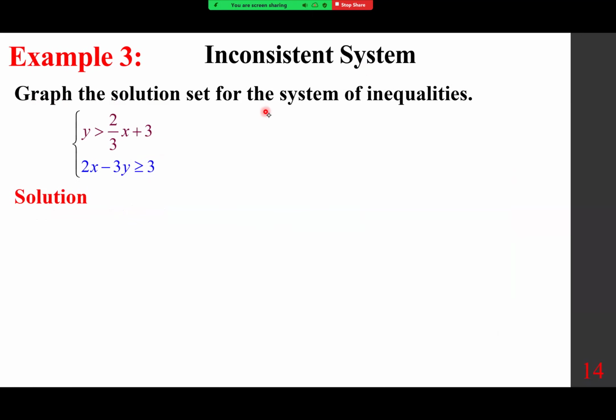Inconsistent system. Graph the solution set for the system of inequalities where y is larger than 2/3 x plus 3 and 2x minus 3y is larger than or equal to 3. So we want to see how it works. Again, we are going to go with an equality. The very first one, we just change this to equality, y = 2/3 x plus 3.